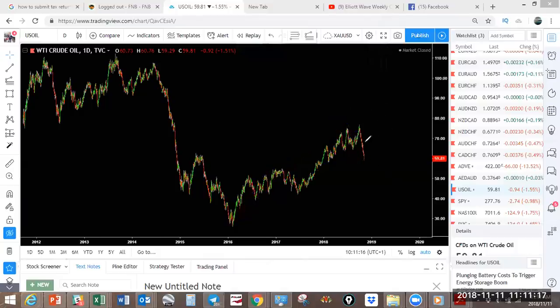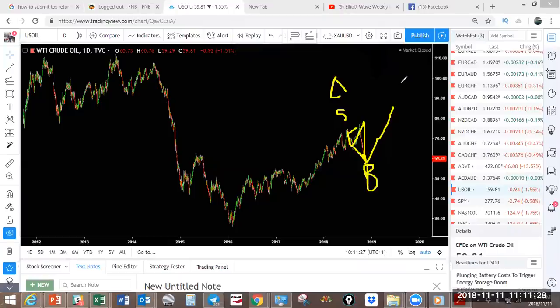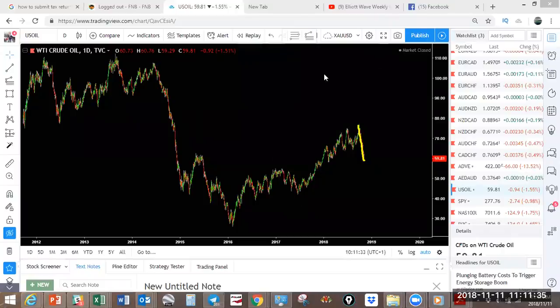Otherwise, our sequence and the cycle was that this was the wave 5 where we had completed a wave 5. We're looking for this one to give us a bigger corrective structure here for further upside that was going to make an A, B, C move that will mean further oil strength. But for now, it looks like we've made a passing move to the downside. That does not mean anything until the structure is confirmed.